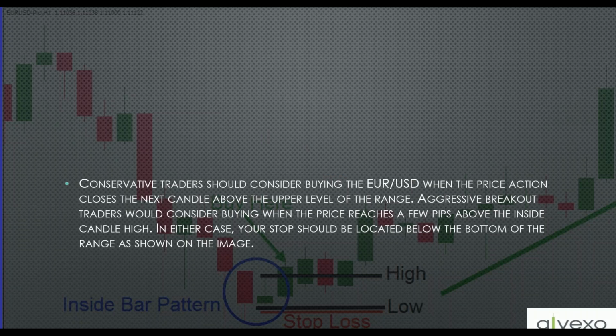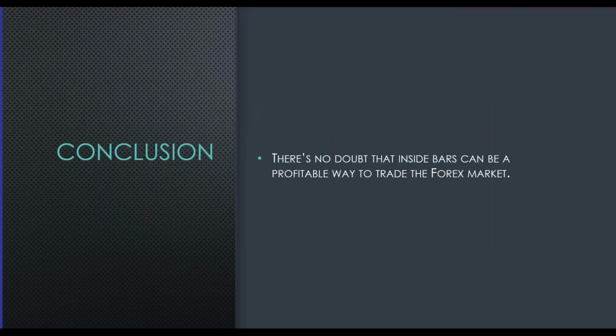So conservative traders should consider buying the euro when the price action closes the next candle above the upper level of the range. Aggressive breakout traders would consider buying when the price reaches a few pips above the inside candle high. In either case, you should set a stop. Your stop should be located below the bottom of the range as shown on the image.